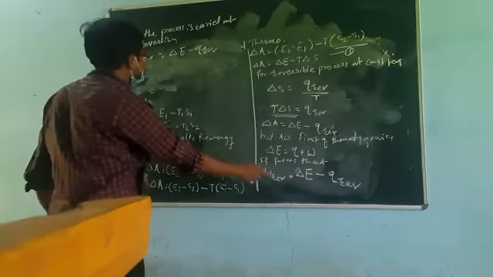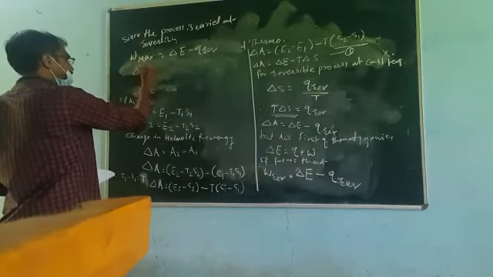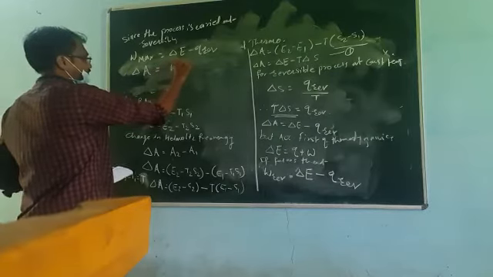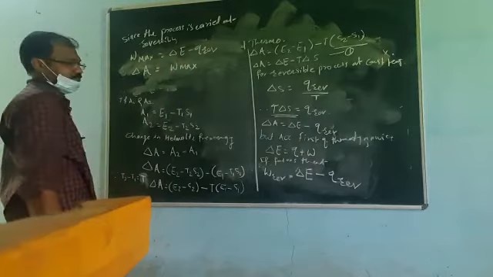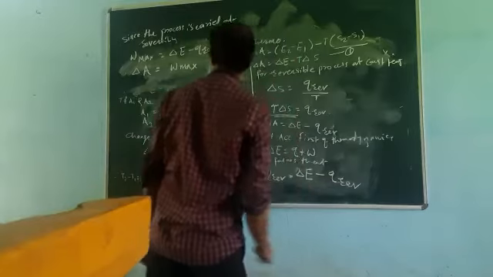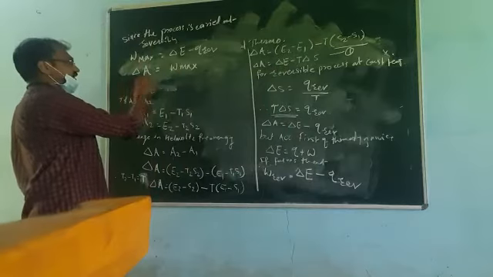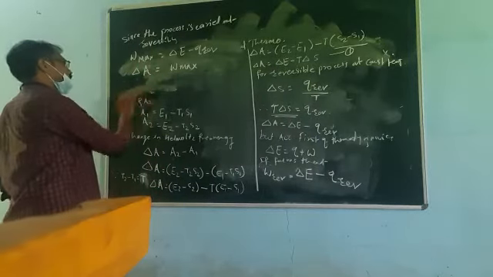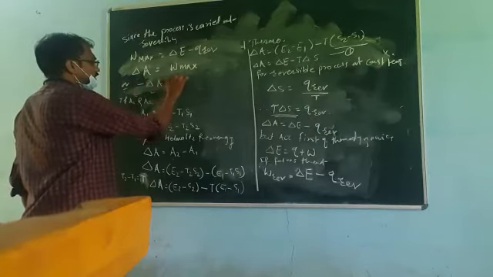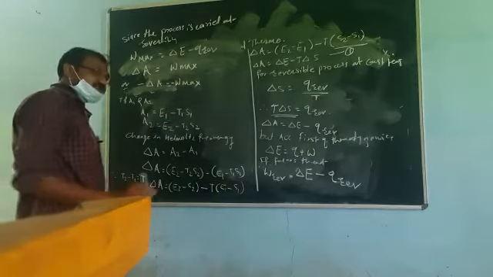Comparing this equation and this equation, we get delta A is equal to W max. Delta E minus Q reversible is W max, or we can also write minus delta A is equal to minus W max. This is the Helmholtz free energy.